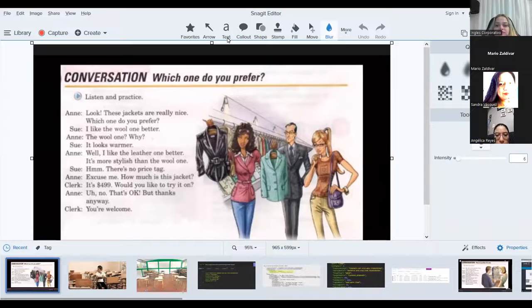There's no price tag. Excuse me? How much is this jacket? This is unfair. Excuse me, how much is this jacket? It's 499. Would you like to try it?